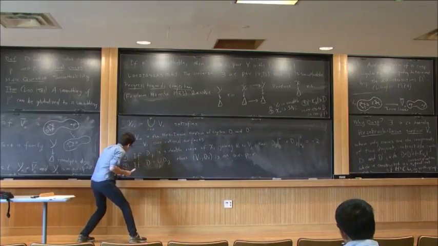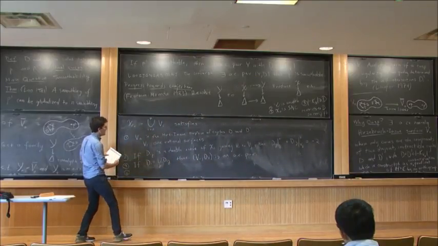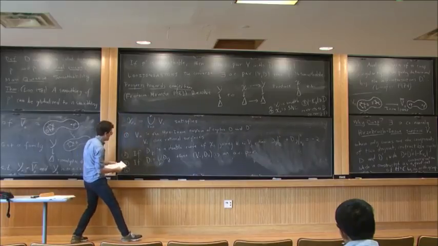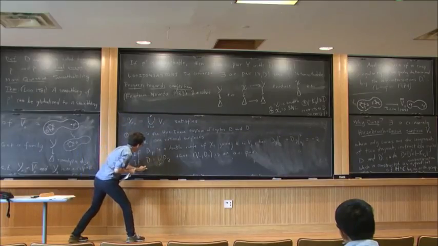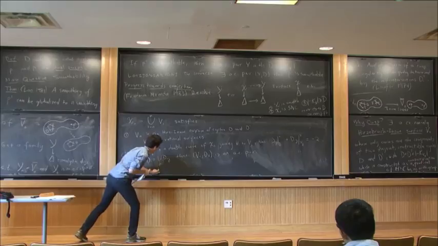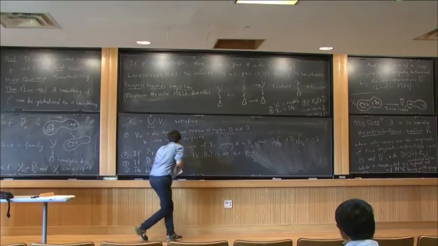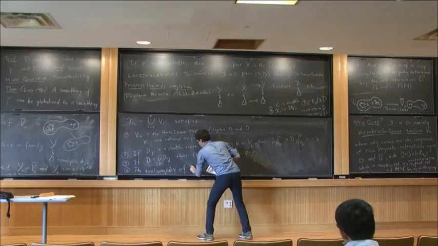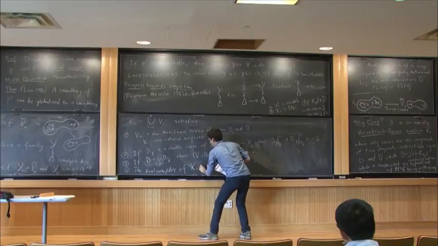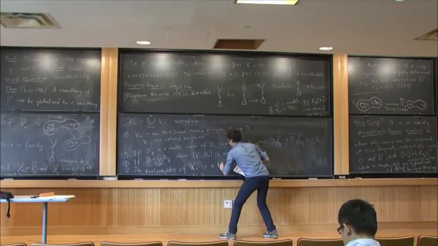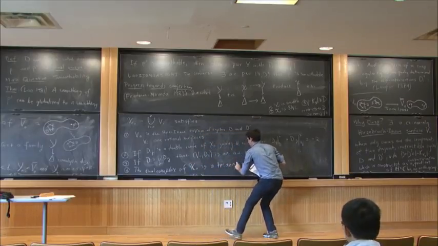And finally, the fourth condition, which will actually be the most important one for this talk, is that the dual complex of the central fiber is a triangulation of S^2.